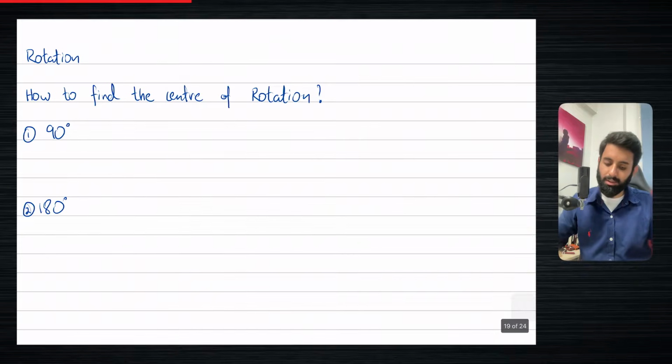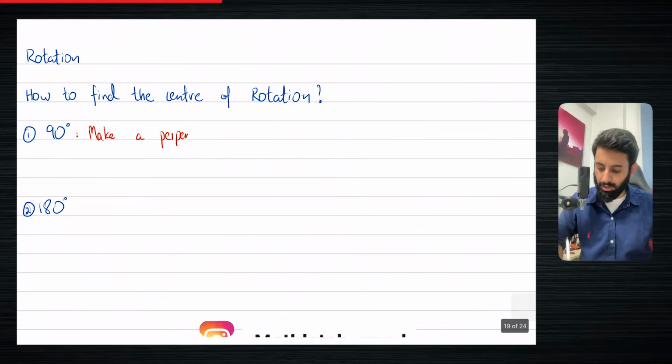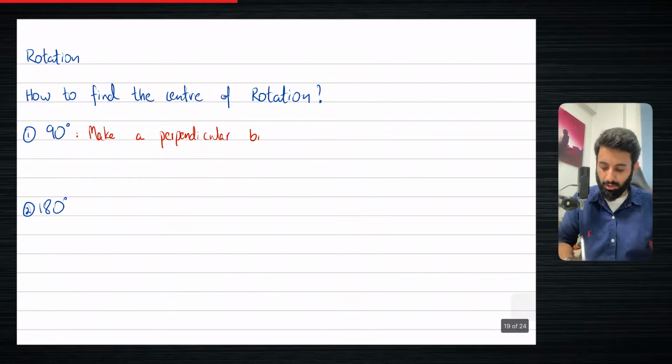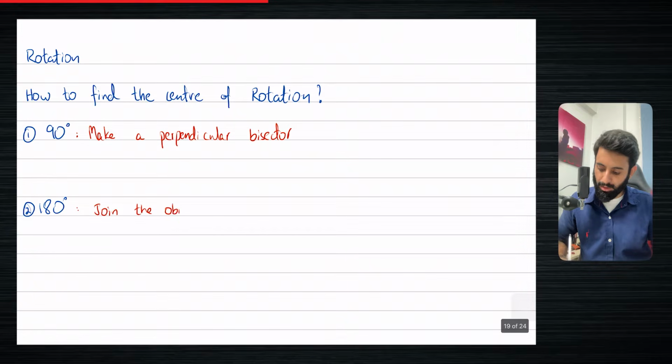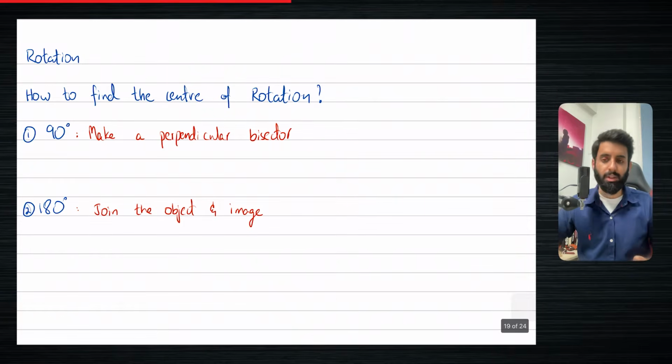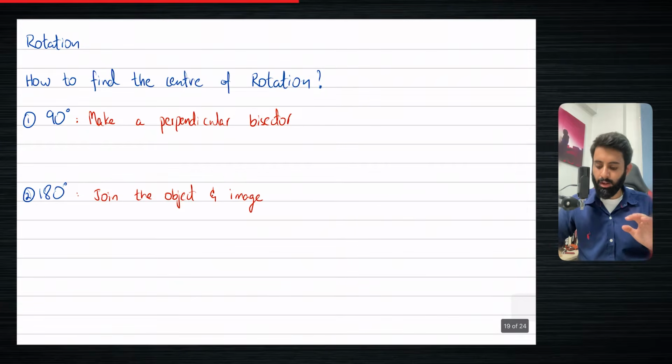So one is 90 degrees. For 90 degrees, to keep it short, what we do is we make a perpendicular bisector. Now I will show this to you with the help of an example. With 180 degrees, what we do is we join the object and image. Now this is just a really summarized version of what we do. Okay, it's not as simple.